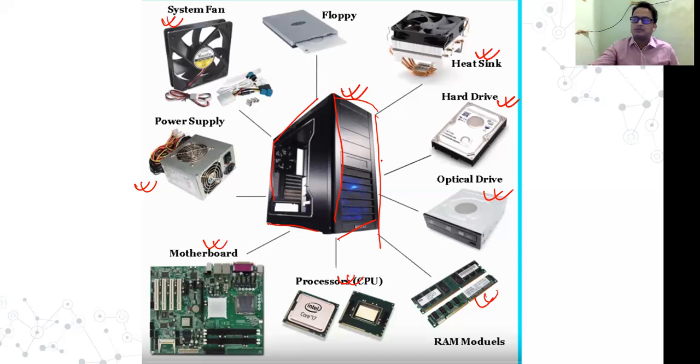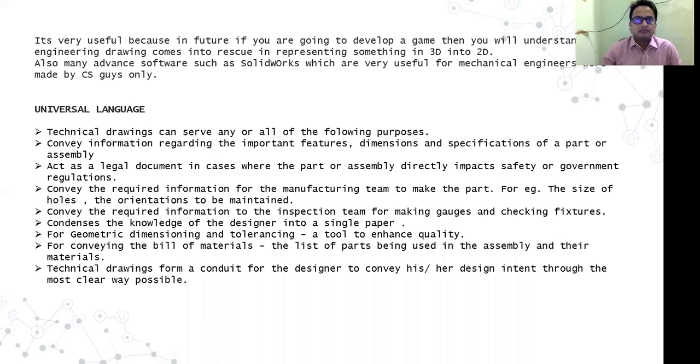Okay, so these are some of the examples that I have shown you, where in different domains, how this AutoCAD software or this engineering graphics language is useful. So we have seen it's very useful because in future, if you are going to develop a game, okay, again, I'm coming to your computer engineers or software engineers. In future, suppose you are going to develop some game, then you will understand how these engineering drawings come to your rescue in representing something 3D or 2D.